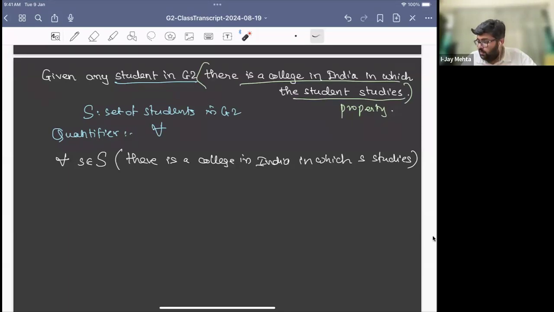Okay, how do we negate it? Don't worry about the long sentence. Let us first observe this property itself. There is a college in India in which S studies. Can you see this is a statement? If you can see this is a statement, can you identify the context, the set here?